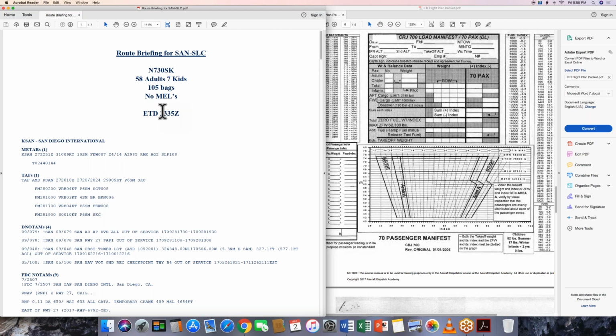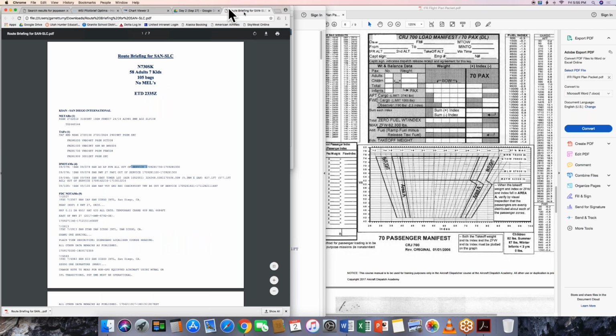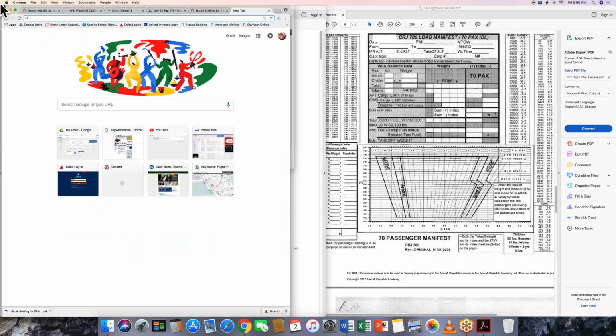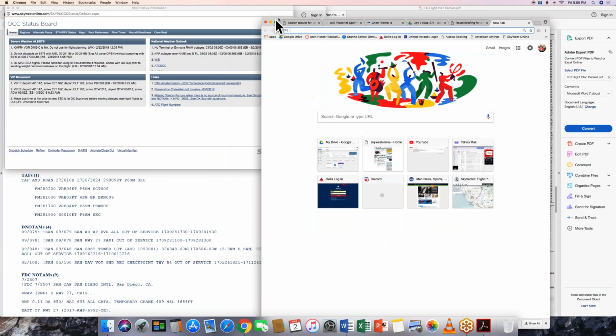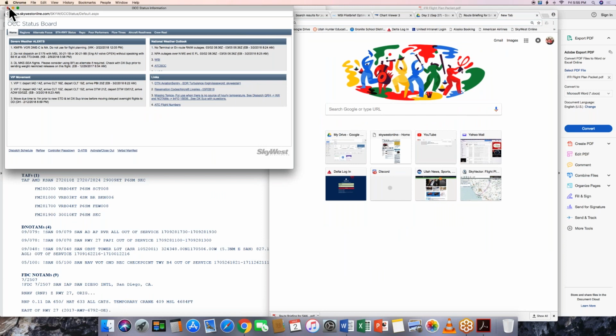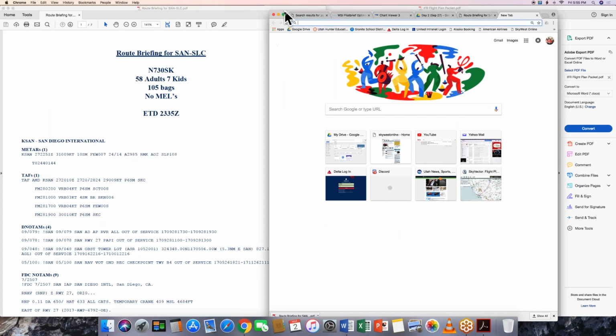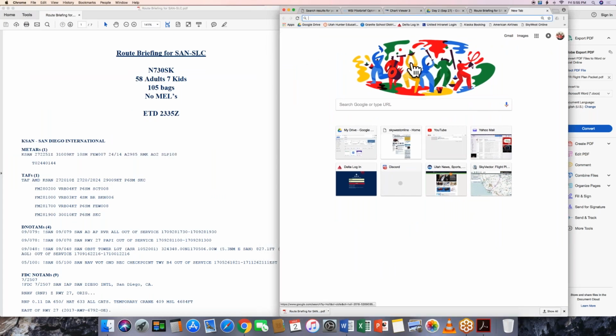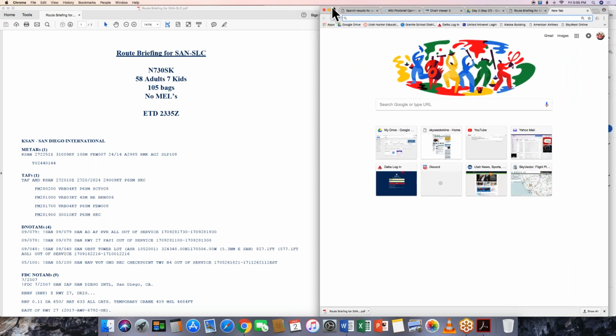So our ETD is 2335 Zulu, and we're going from San Diego to Salt Lake City. So we've got to kind of figure out what our route is, what our distance is, and everything, because we don't know what our ETA is, right? So we actually start out with like just an overview.